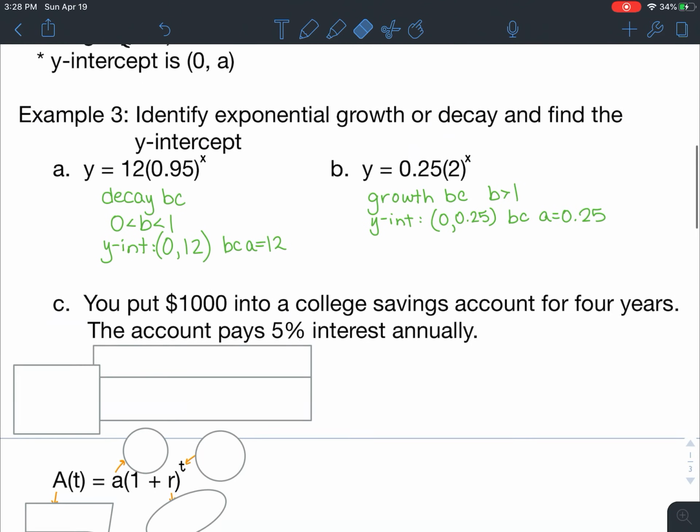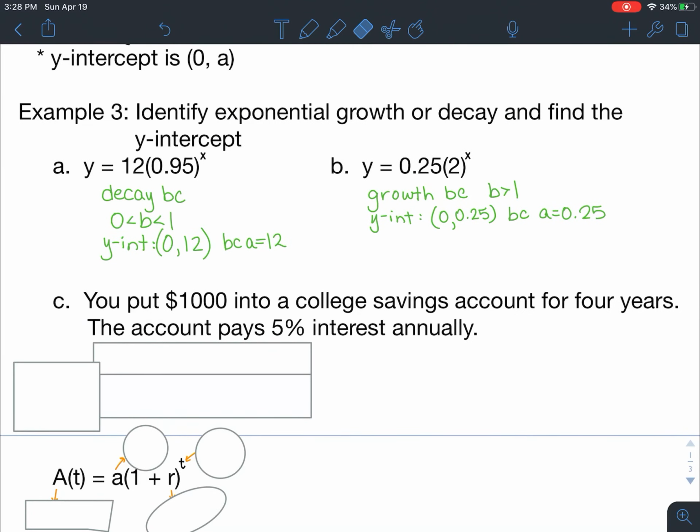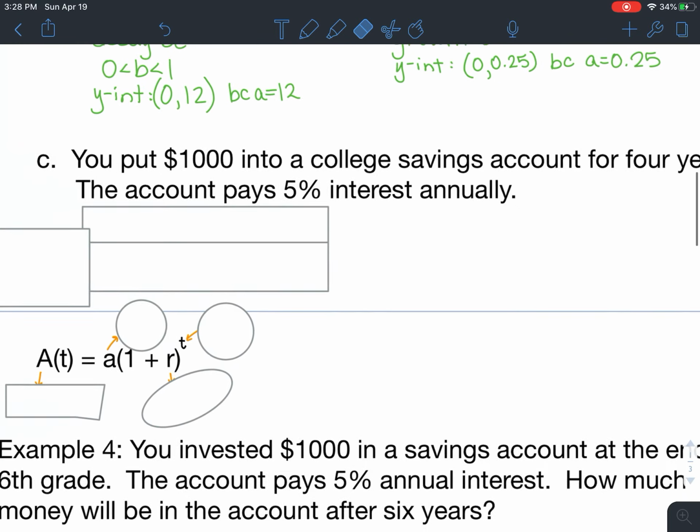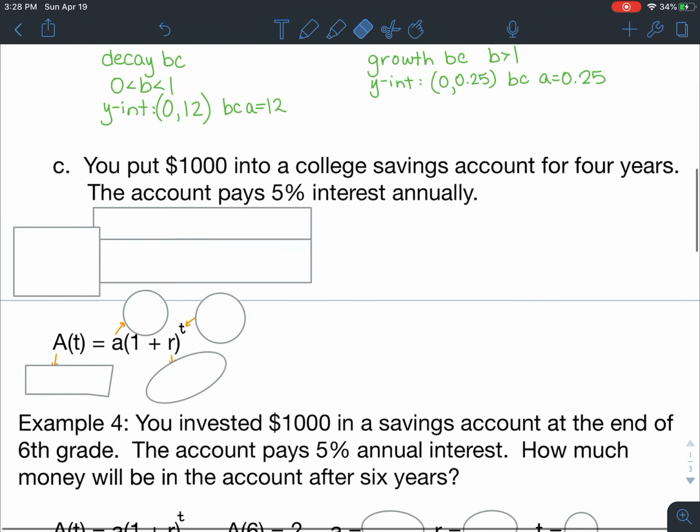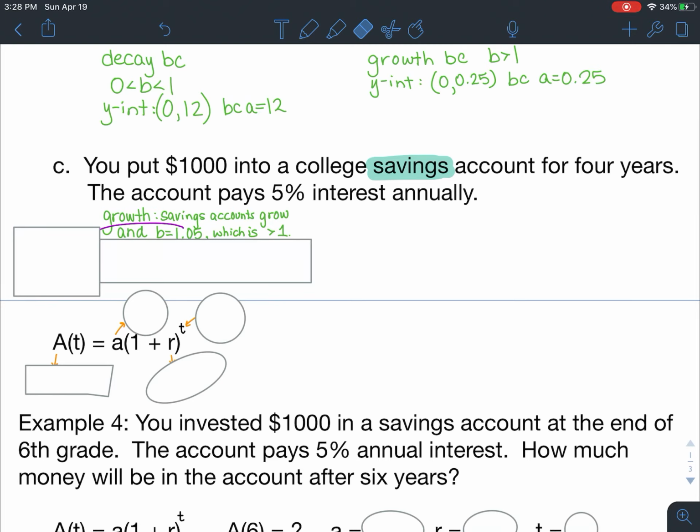So we're going to, again, find if it's exponential growth or decay and find the y-intercept. If you're putting money into a savings account, that means that you are saving money, so you're getting more. So this should be growth because you're saving money. It's not like a loan or something. So here I have growth because savings accounts grow.